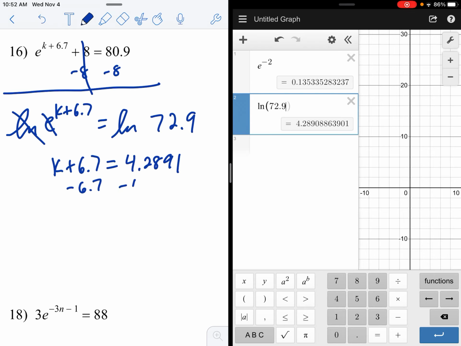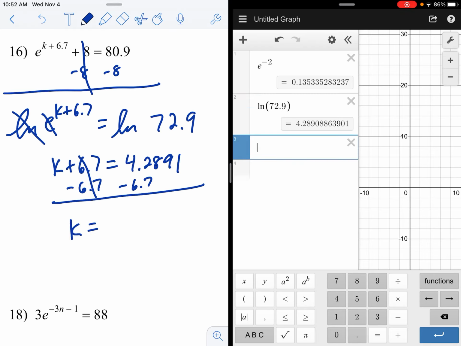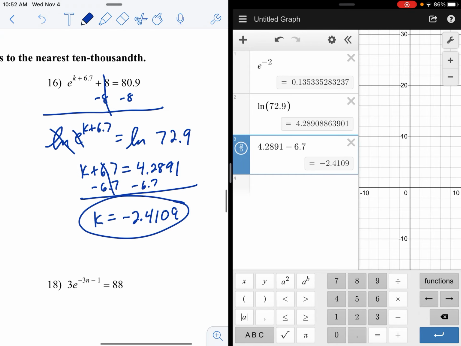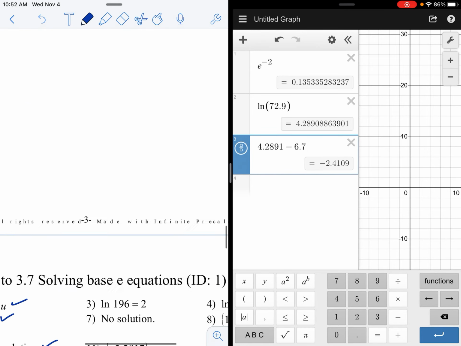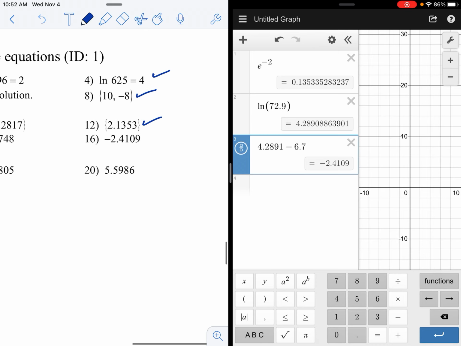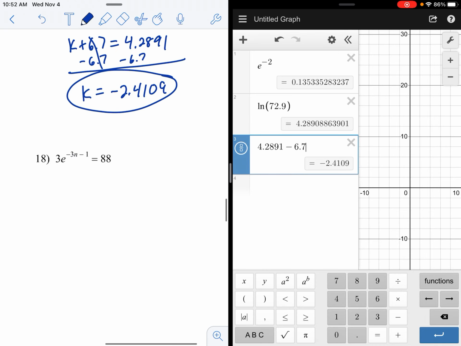Subtract 6.7 on both sides. And I'm going to use a calculator for that too. 4.2891 take away 6.7. Oop, not 67. There we go, negative 2.4109. Let's check the answers to number 16. The answer to number 16. There it is. All right, couple more and we're done.